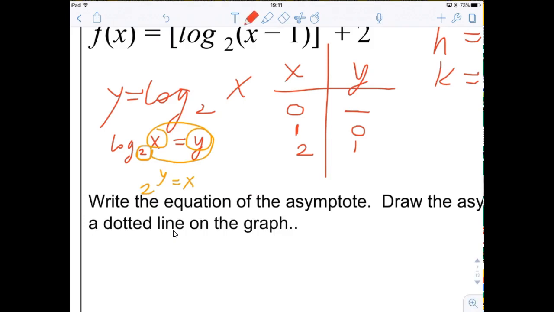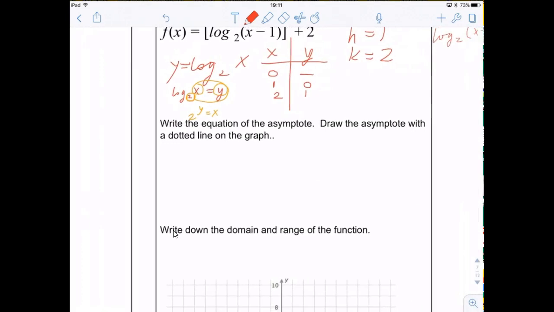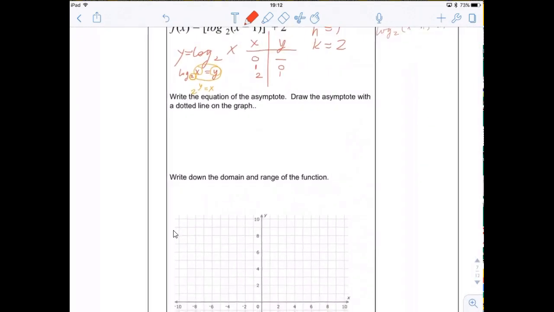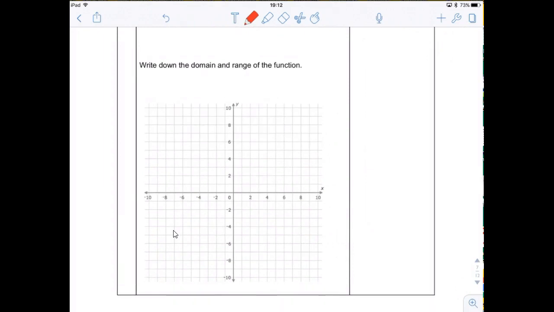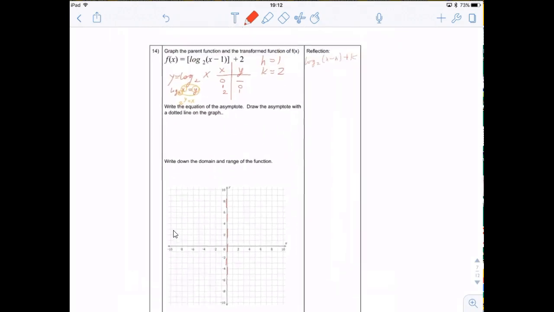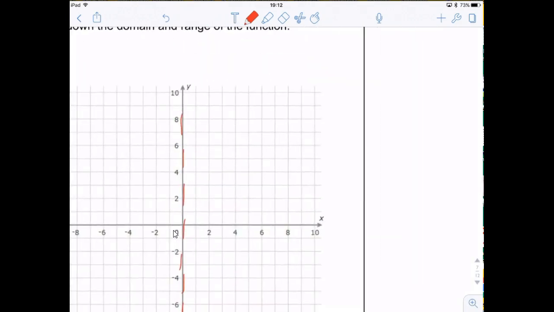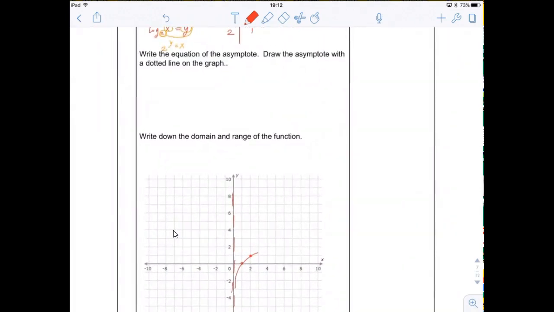Now we can take those values and we can actually draw our initial graph. So 0 and nothing, what that means is that at 0, the parent function has an asymptote. And then we put 1 comma 0, and then we put 2 comma 1. Okay? And so if we were going to graph the parent function, it would look kind of like that. Now we already drew the asymptote at x equals 0. So the parent function asymptote is x equals 0.